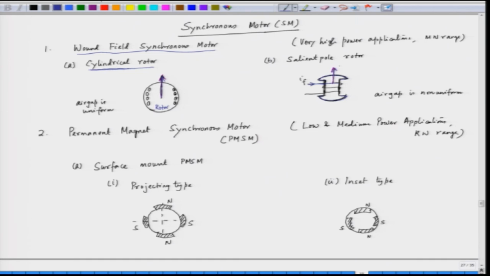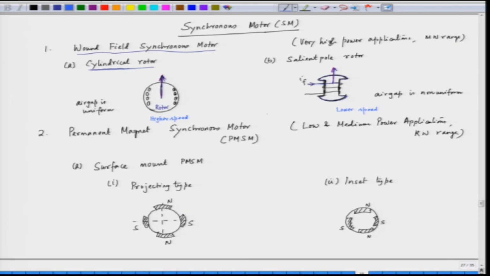So, usually cylindrical rotors are used for higher speed application, because they can stand higher centrifugal force, and salient pole rotors are used for lower speed application. When the speed is lower, we can go for the salient pole structure.